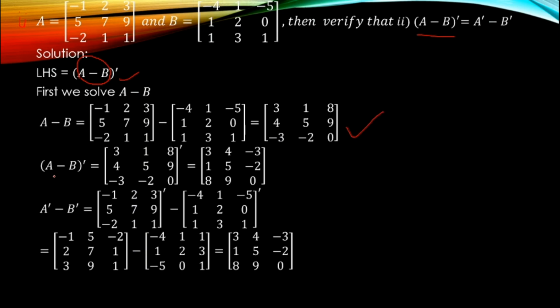When you find the difference of A and B, this is our resultant matrix. Later we'll take the transpose. So here we take the transpose; rows and columns get interchanged. Next is RHS. What is RHS? A dash minus B dash. First, this is the transpose of A, and this matrix is the transpose of B. Finding the difference, what did we get? Same as what we got for (A - B) whole dash. So again LHS is equal to RHS, and this property of transpose is also verified.